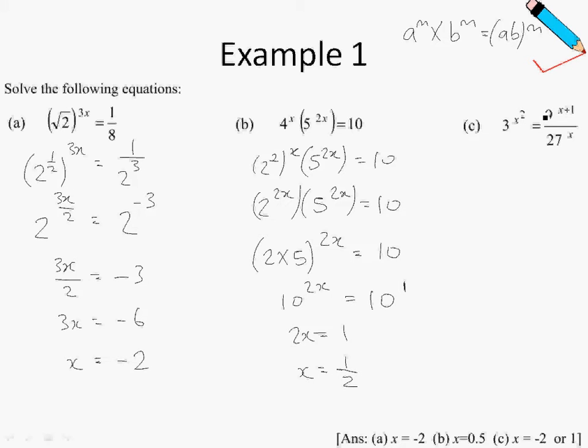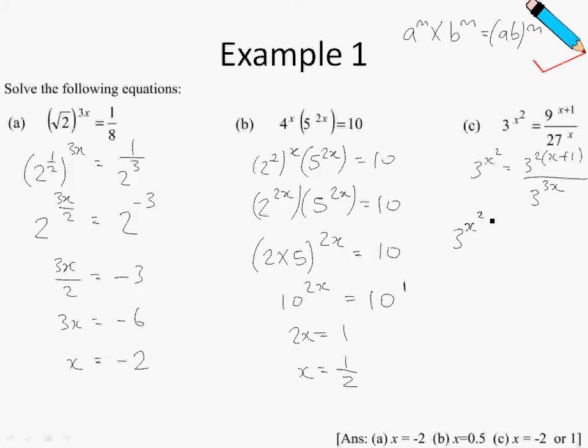Moving on, in part C, what we want to do is to change every term you see here to a common base 3. I'll leave this as such. 9 is 3 squared, and 3 squared to the power of x plus 1. 27 is 3 to the power of 3, times x. Let me simplify this now.